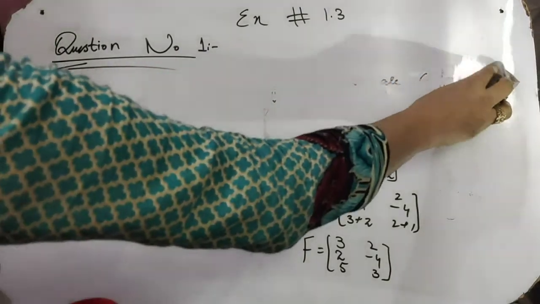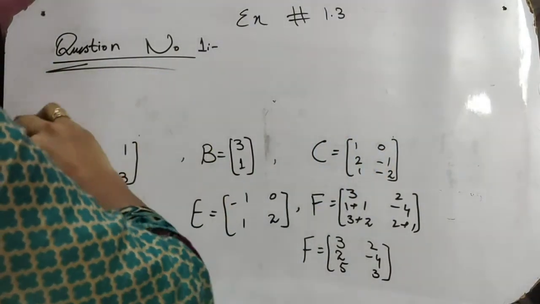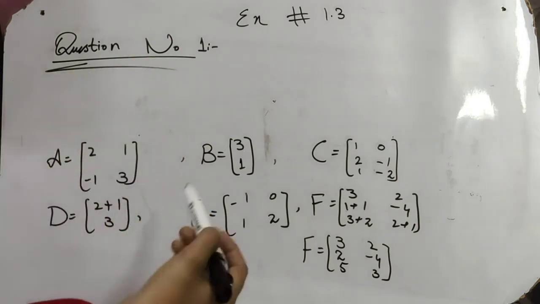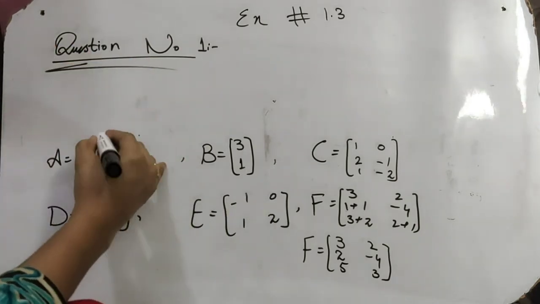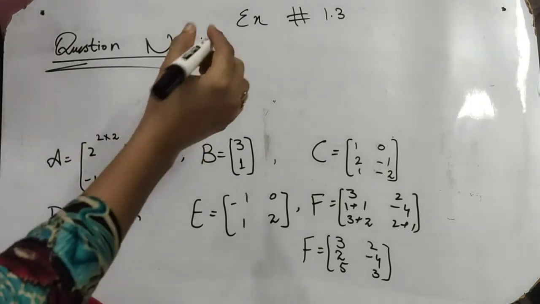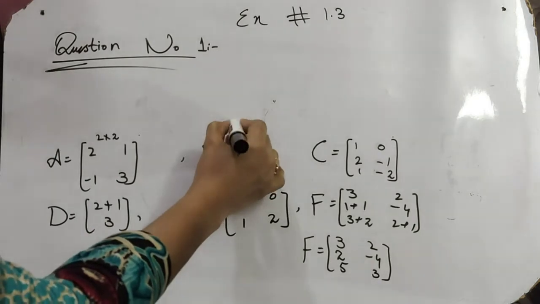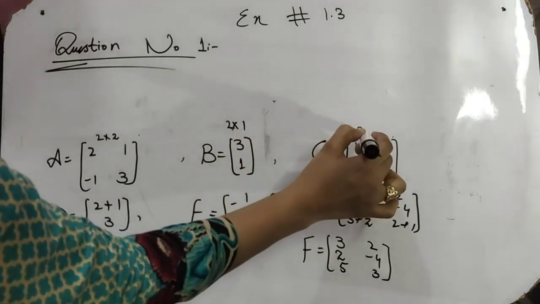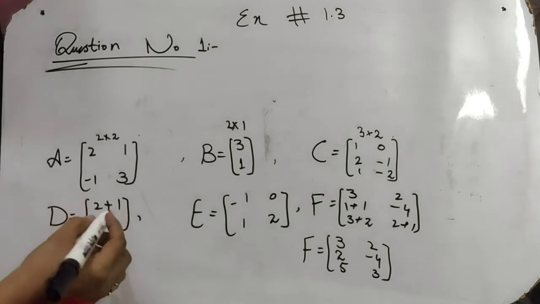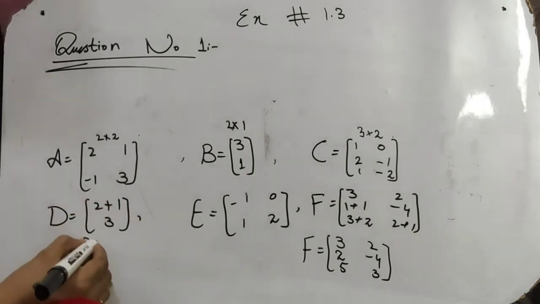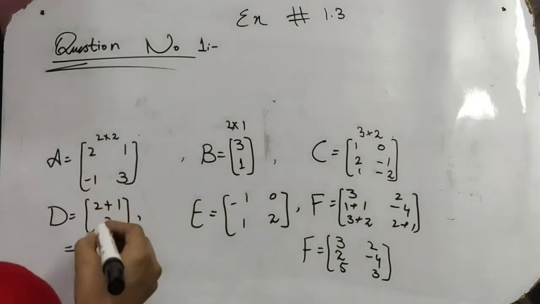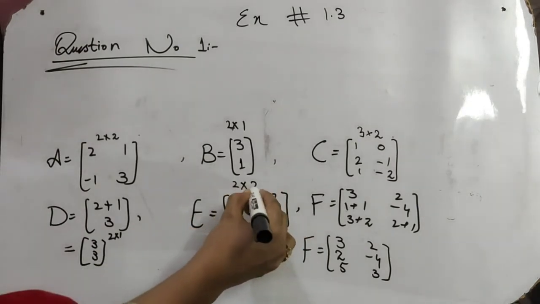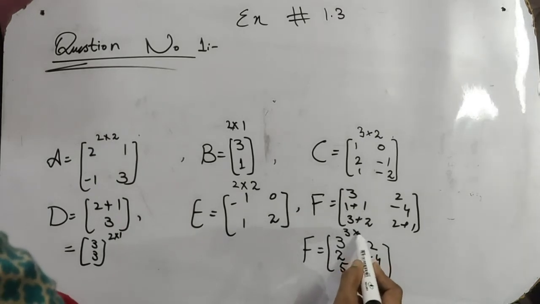So which of the following matrices are conformable? First of all, we just find the order of A, B, C, D, E and F. So the order of A is 2 by 2. Okay, the order of B is 2 by 1. The order of C is 3 by 2. Order of D, first we solve D. D is equals to 3 and 3. So order of D is equals to 2 by 1. Order of E is 2 by 2 and order of F is 3 by 2.